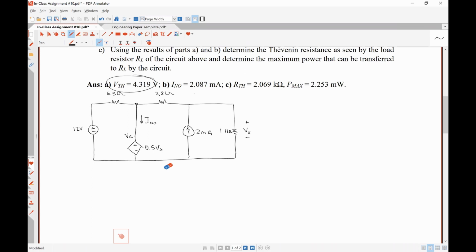Could we technically still use nodal? Oh, my bad. Very good. I mean, the supernode. So somebody asked if we could technically still use nodal analysis. And the answer to that is yes. So do you want to use nodal analysis and give it a whirl?